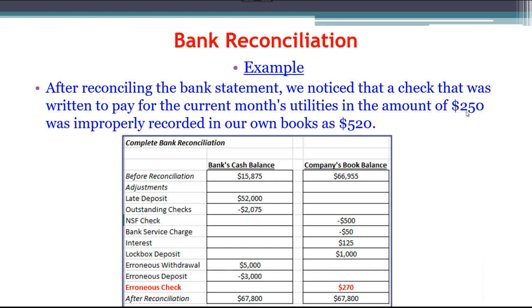So the proper amount is $250. We should have only subtracted $250 out, but instead we subtracted $520 out. So we subtracted $270 too much, and we need to reverse it by adding that amount back in. $270 added back in. Now we'll get reconciled. $67,800 on both sides. We should be good to go.